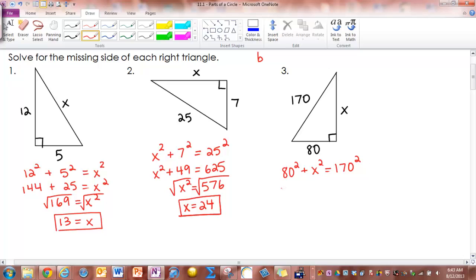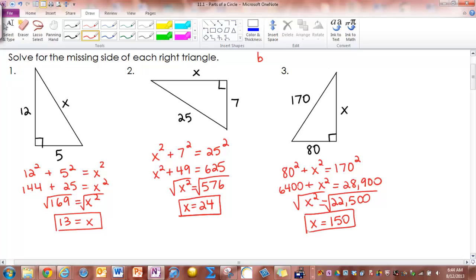Simplifying, I get 6,400 plus x squared equals 28,900. Then subtracting 6,400 from both sides, I get x squared equals 22,500. And taking the square root of both sides, I get x equals 150. Now we're going to be using these Pythagorean theorem skills as we go through this chapter.